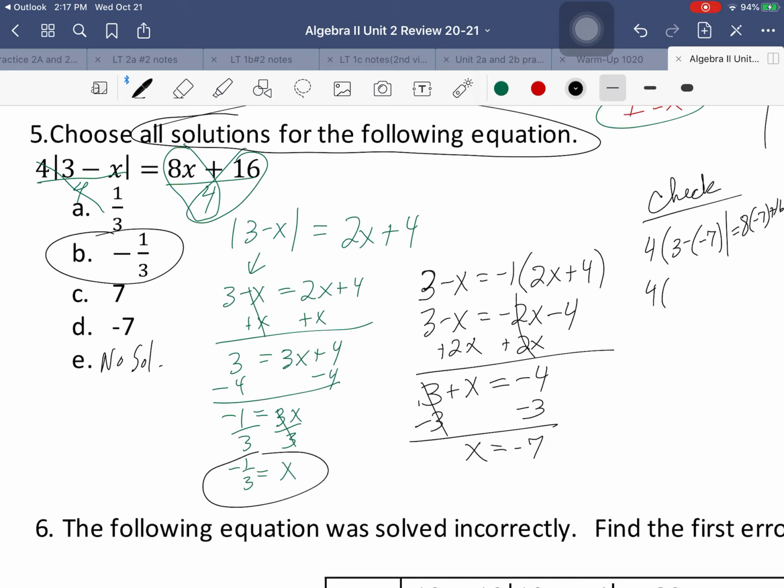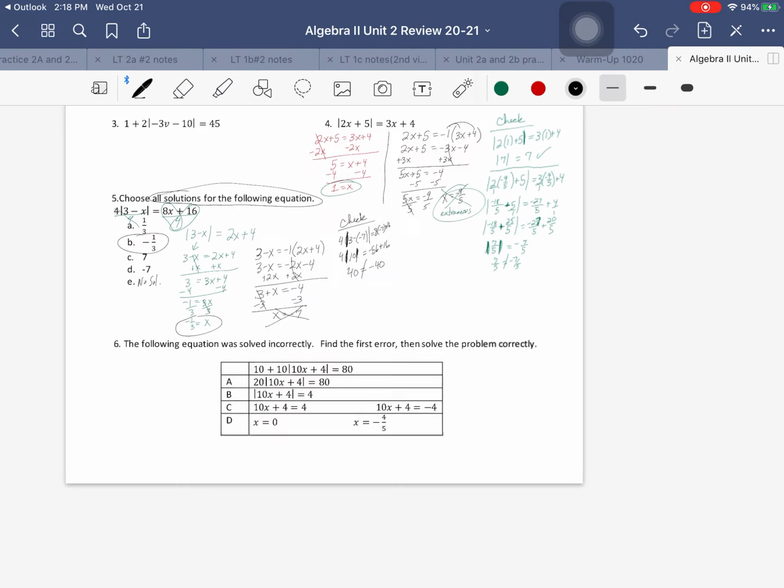And 3 minus negative 7 is 3 plus 7, which is 10. I don't know why I keep doing that. That's supposed to be an absolute value. Negative 8 times negative 7 is 56 plus 16. 4 times the absolute value of 10 is 40. 56 and negative 56 minus 16 is negative 40. That does not work. Not an answer. So the only answer is negative 1/3.